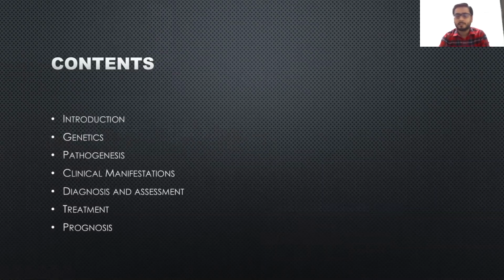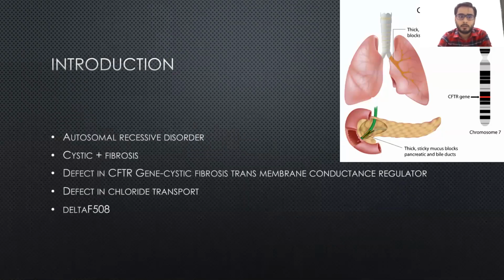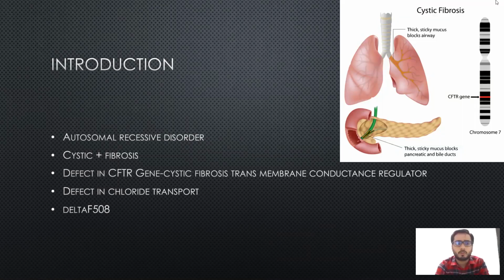Today we are here to discuss a chronic disease known as cystic fibrosis. We'll be discussing cystic fibrosis under the following headings: introduction, genetics, pathogenesis, clinical manifestations, diagnosis and assessment, treatment and prognosis. Coming to the introduction, cystic fibrosis is basically an autosomal recessive disorder.